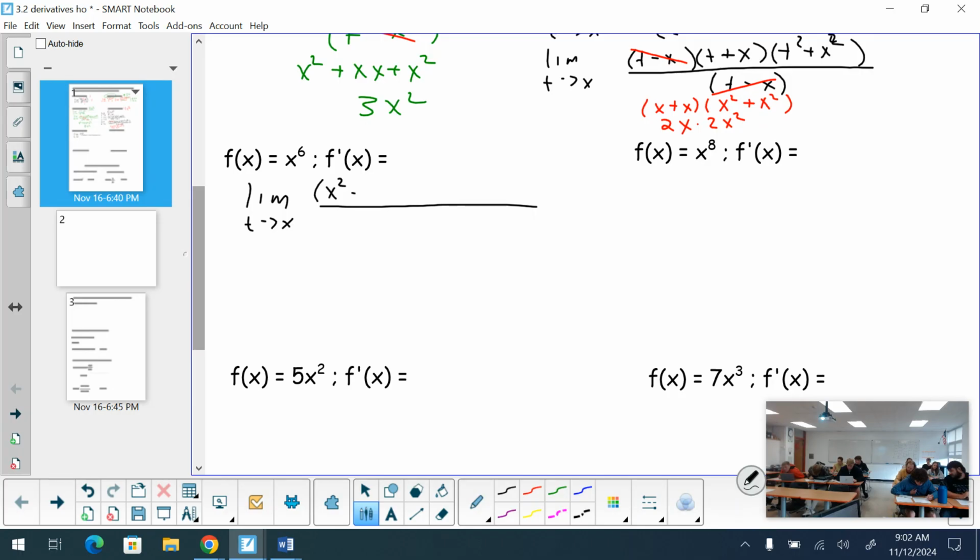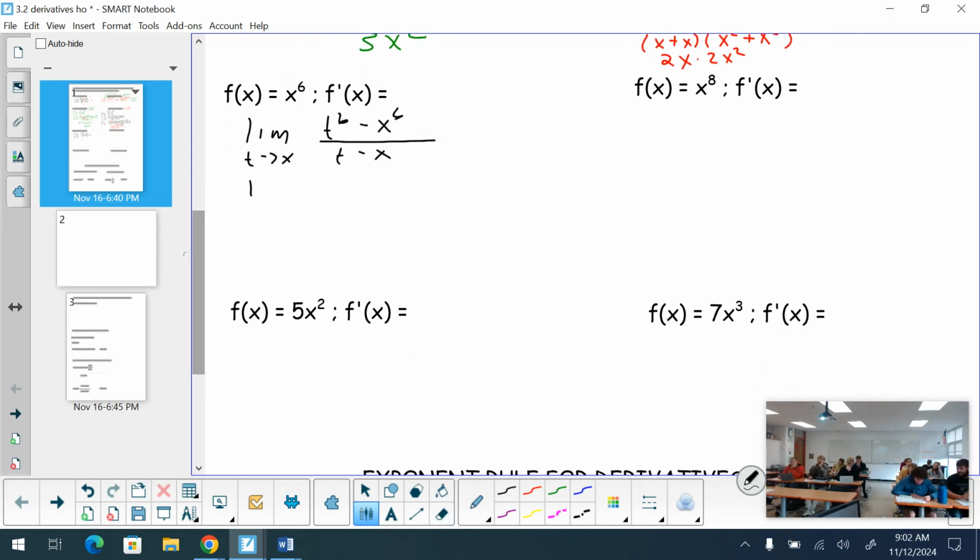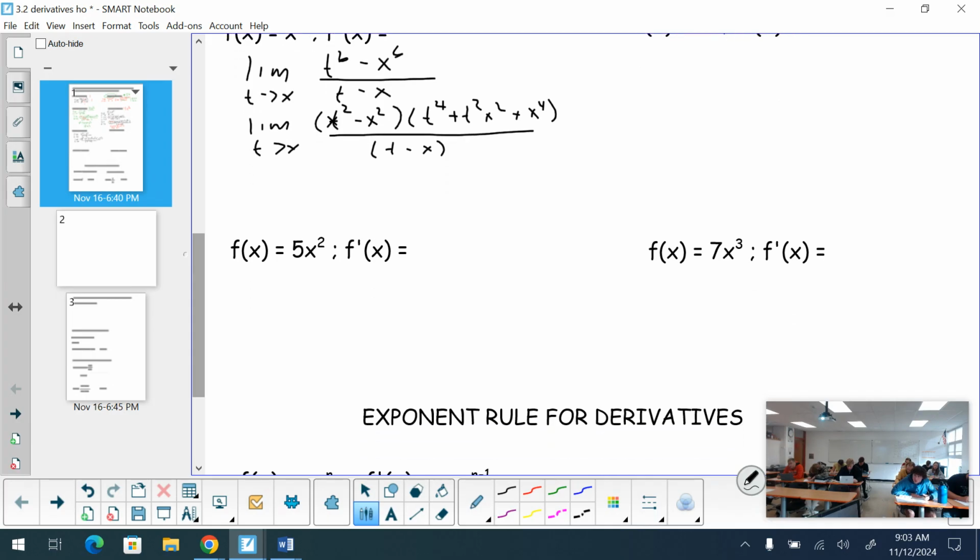Oh, let's try this one more time. Take it back to the beginning. My bad. We have t to the 6 minus x to the 6 over t minus x. So the limit as t is approaching x. If we deal with this as a difference of cubes, we have t squared minus x squared. Then we have t to the 4th plus t squared x squared plus x to the 4th over t minus x.